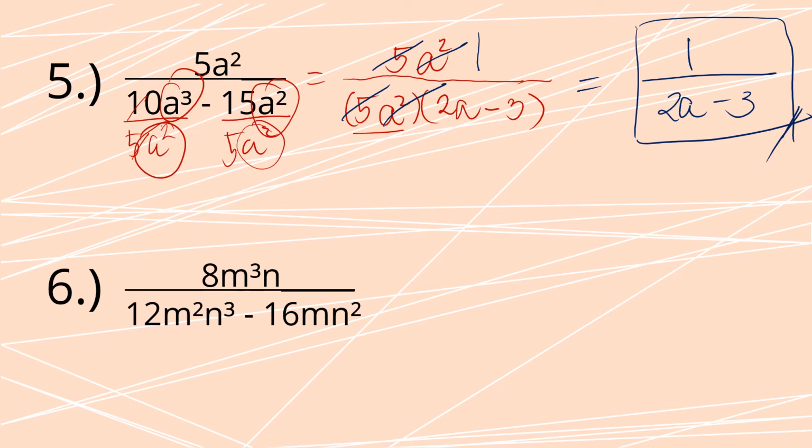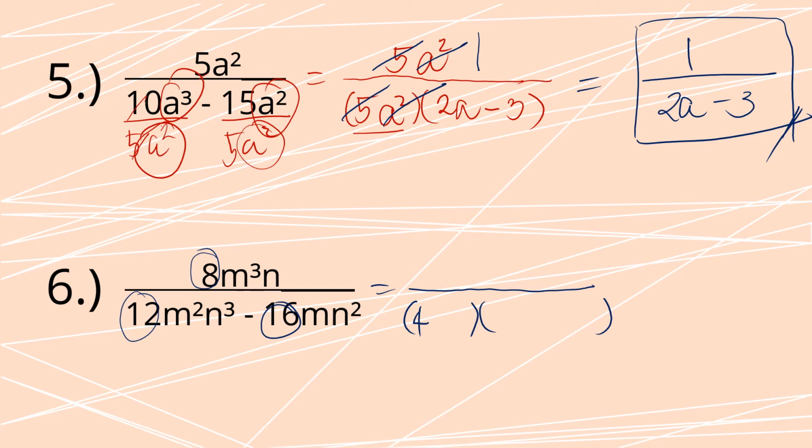Okay, so next, number 6. We have 8m cubed n all over 12m squared n cubed minus 16m n squared. So, same ng procedure ng ginawa natin dito sa number 5. What will be the common factor among 8, 12, and 16? Okay, so correct, the common factor will be 4. So, let's now have the parentheses. So, 4 will be the common factor.